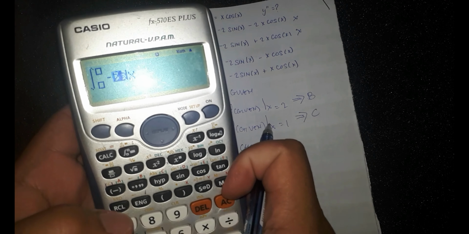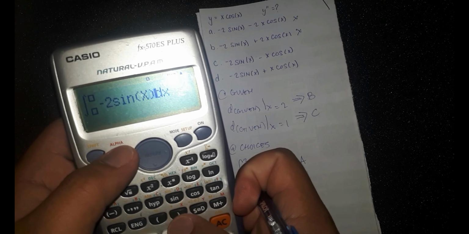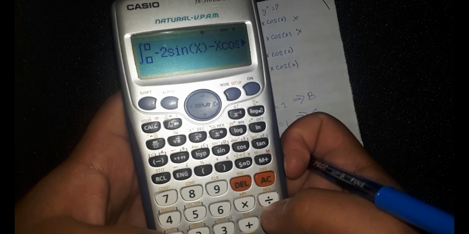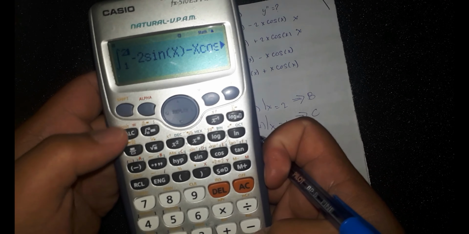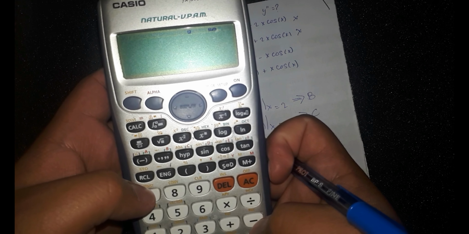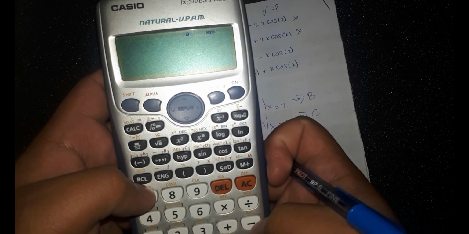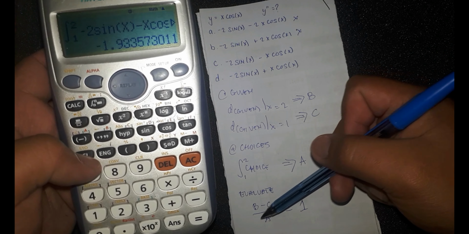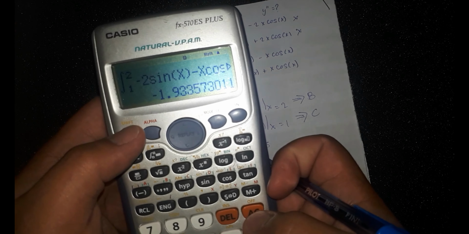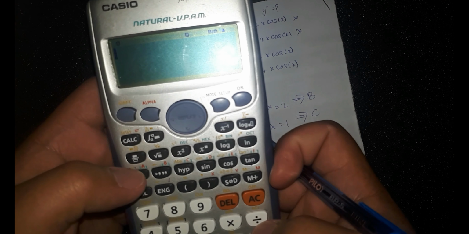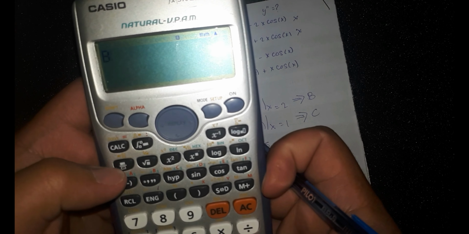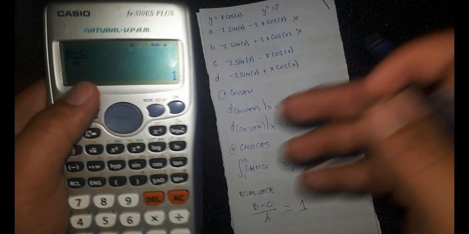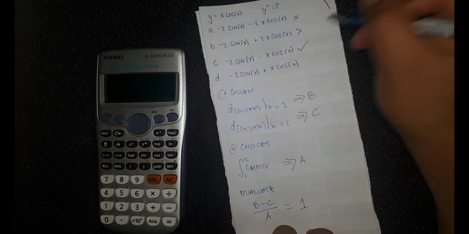Integral ng negative 2 sine x minus x cosine x with lower limit 1, upper limit 2, and store mo siya sa A. Again, let's evaluate B minus C all over A to see if it is the correct answer. B minus alpha C all over alpha A is equal to 1. So, letter C is the correct answer.